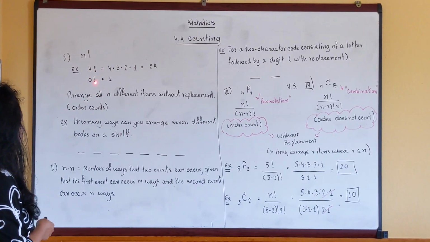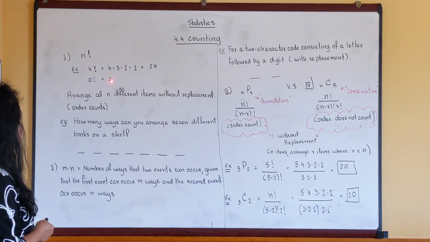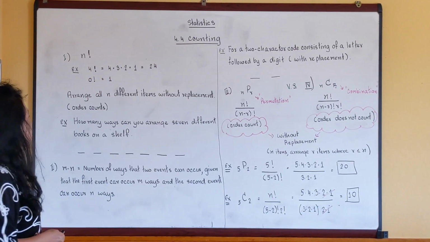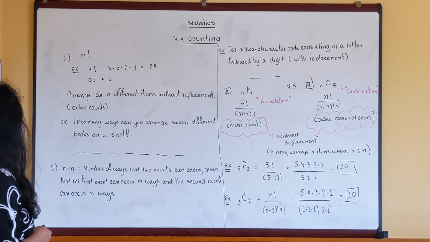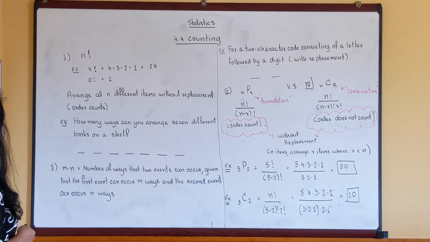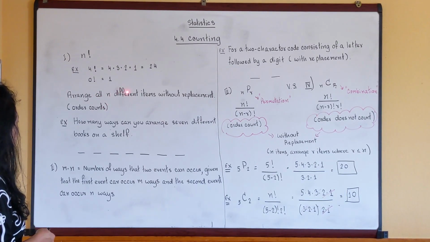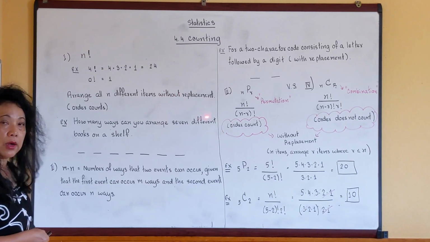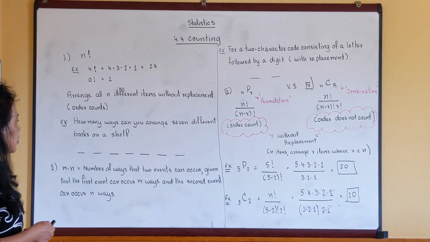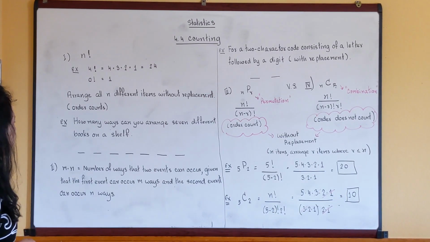The special one is 0 factorial. 0 factorial is equal to 1. Alright, so we want to see when we're going to use n factorial. You use this one when you want to arrange all n different items, you have n different items without replacement. So you pick one and you don't pick it again. Order matters, or order counts.